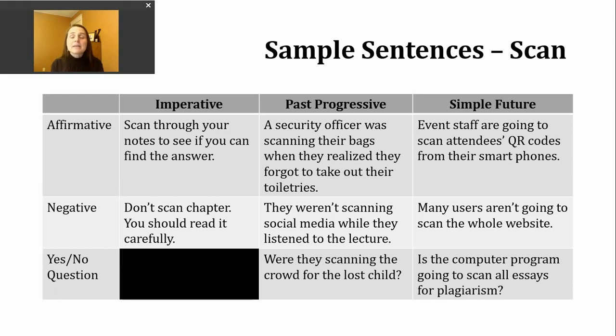Finally, if I want to make a simple future question using be going to, I'm going to start with a form of be, then I'll have my subject, and then going to and the base verb. Is the computer program going to scan all essays for plagiarism?